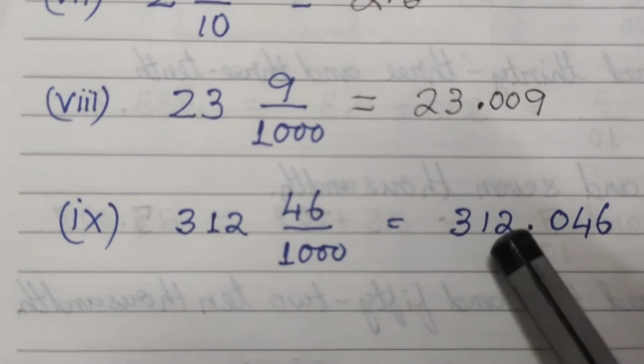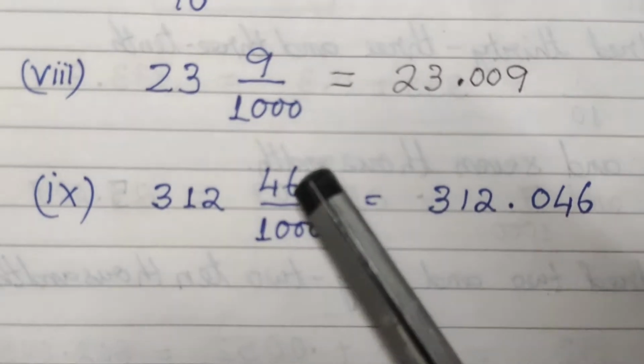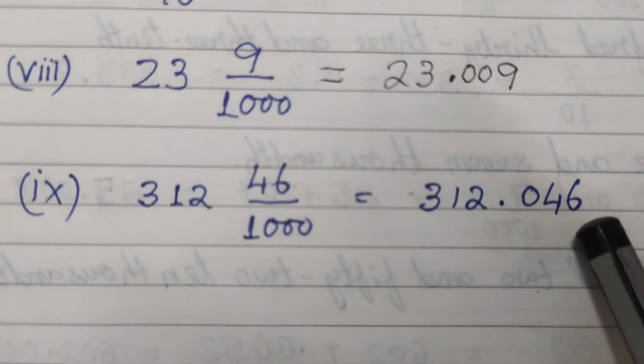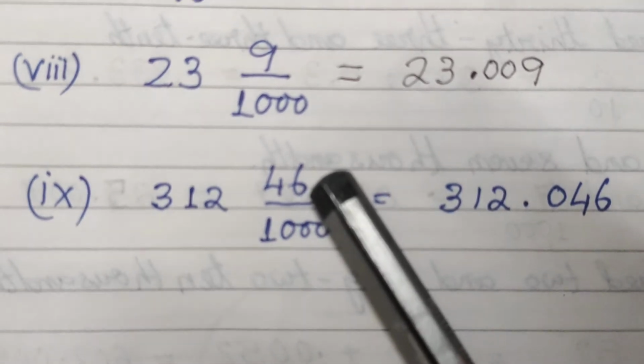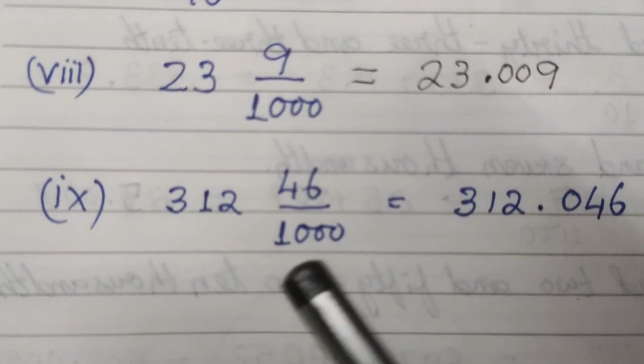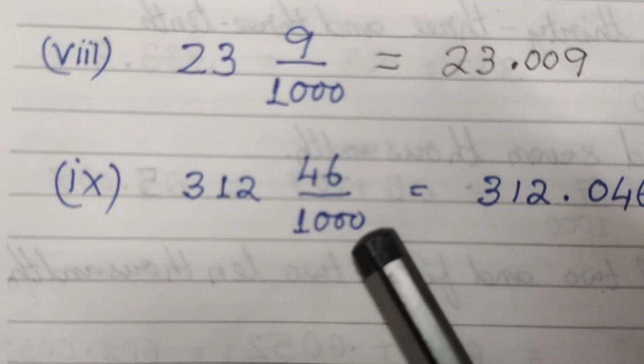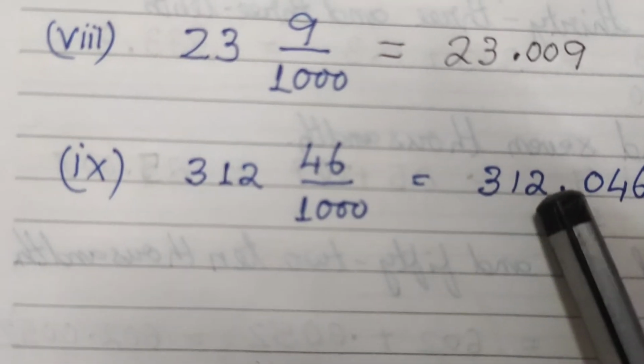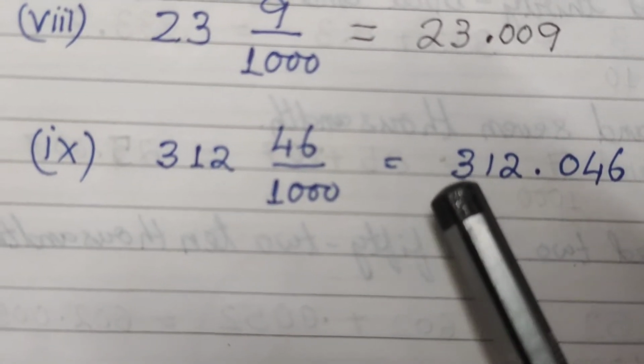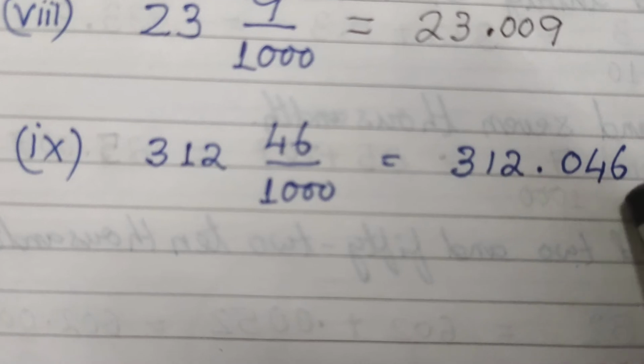In the same manner we have the next question, 312 46 by 1000. 312 is the whole number. Here also 312 is the whole number. 46 by 1000 is written as 0.046. Remember, 46 we write as it is. 1000, the denominator, the power of 10, has 3 zeros. So after 3 digits the point will be there. So the answer is 312.046.